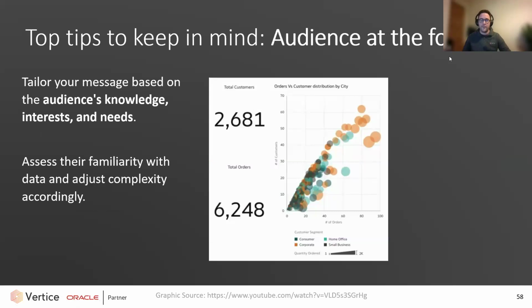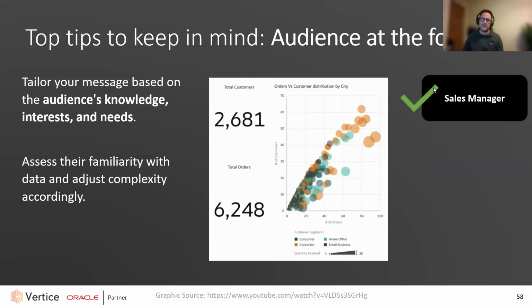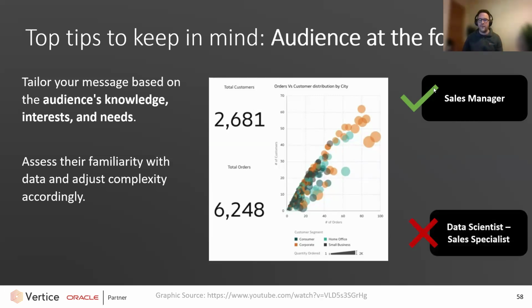Keep the audience at the forefront. So this is tailoring your message based on your audience's knowledge, their interests, and what they need. So as an example, this chart here on the right-hand side, it's got a couple of KPIs. So we've got total customers, total orders, and we've got orders versus customer distribution by city. This would be really great for a sales manager because we've got our KPIs, we've got an understanding of distribution. It's not so good for the data scientist who is the sales specialist.